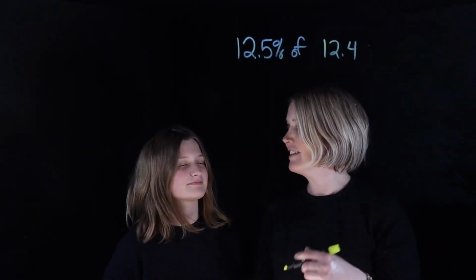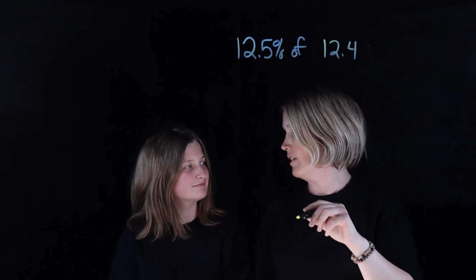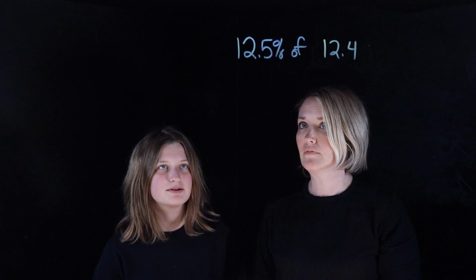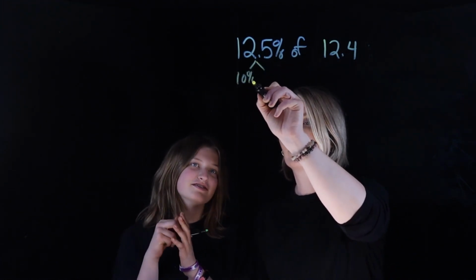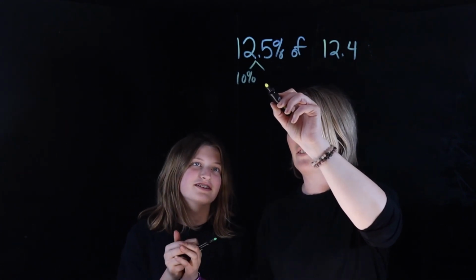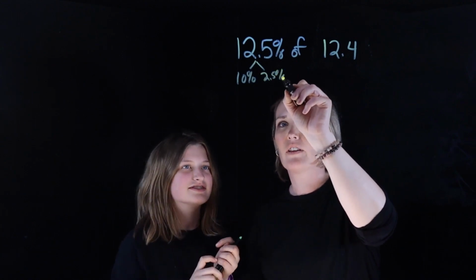Hi everyone. Anna's here and she's got a great idea for finding out 12.5% of 12.4. So how are you going to do this, Anna? Well, I'm going to split the 12.5 into 10 and 5, and then split the 5 into 2.5 again. Okay, so let's figure this out.